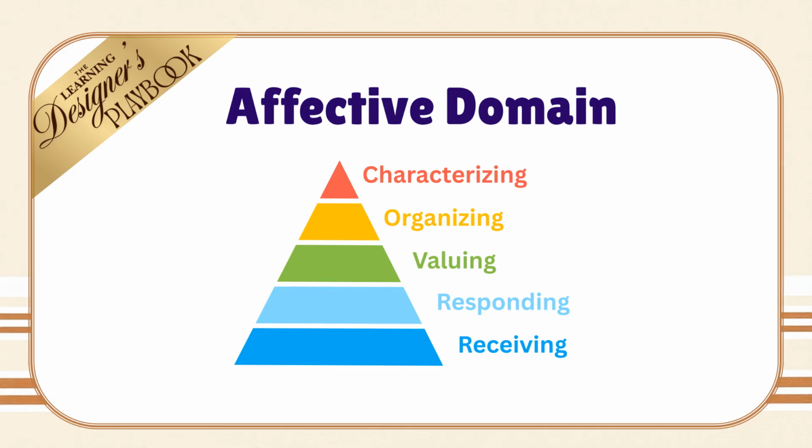The final level is characterizing, which is when values become internalized and guide consistent behavior. At this stage, the learner's actions are aligned with their beliefs in a reliable and predictable way. This domain is critical because knowledge without values often fails to translate into meaningful behavior. A person may know how to recycle, but unless they value environmental responsibility, they may not consistently do it.